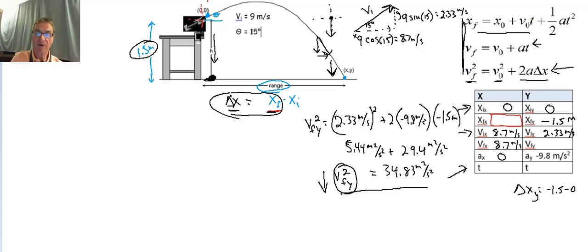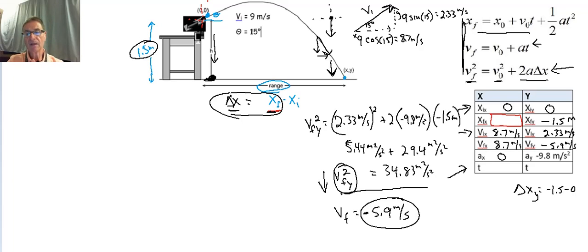All right, so v final is simply going to equal, I'm going to take the square root of both sides now, and v final is going to equal 5.9 meters per second, but I'm going to have to stick a negative sign in there. Okay, so now I have v final. I'm going to plug that into my table over here. Now let's see if we can find time. Well, now I can use this second equation because I've got v final, I've got v initial, I've got a, and I can just get t.